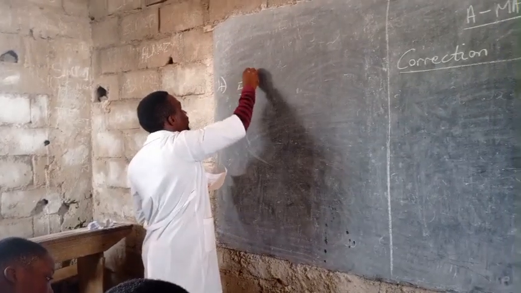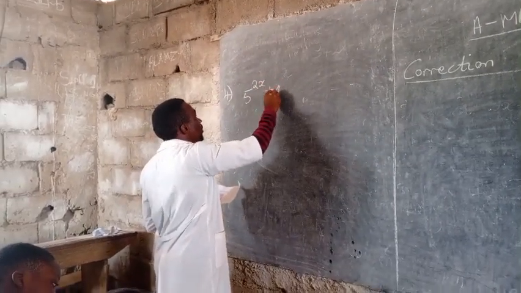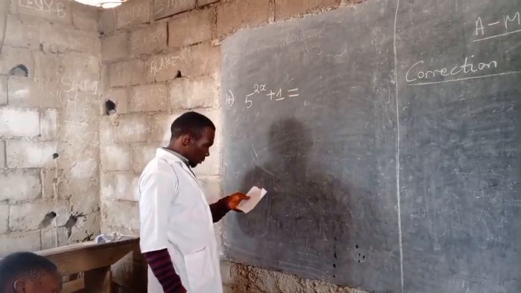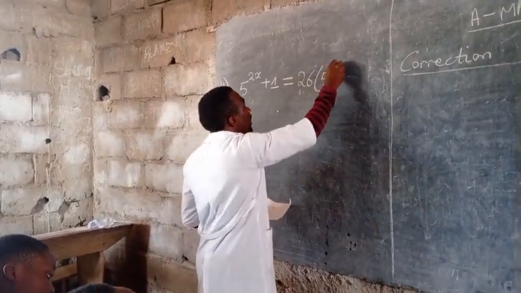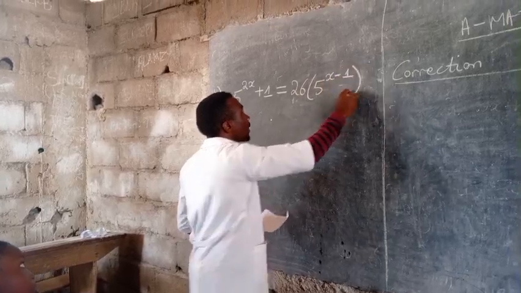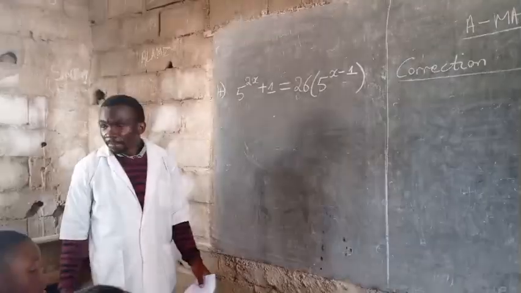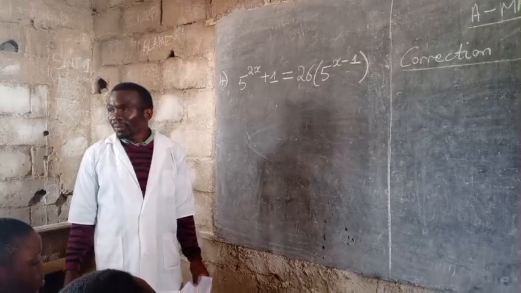5 raised to the power 2x plus 1 is equal to 26 times 5 raised to the power x minus 1, like this, right? Okay, look up here.